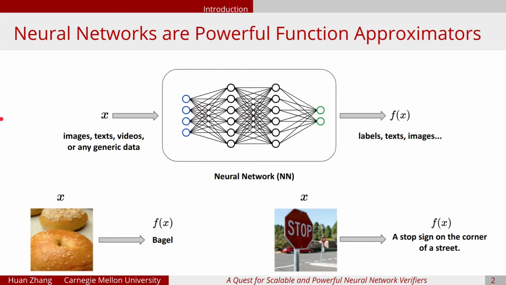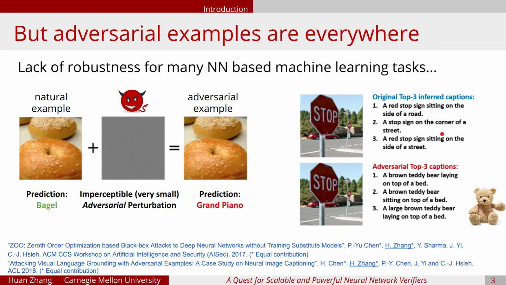Neural networks are very powerful function approximators, and they have been demonstrated to be very successful in many real-world scenarios, such as image classification and image captioning. The input of a neural network can usually be images, text, videos, or any generic data, and the output of a neural network function, f(x), gives us the desired results, such as a classification label or a sentence.